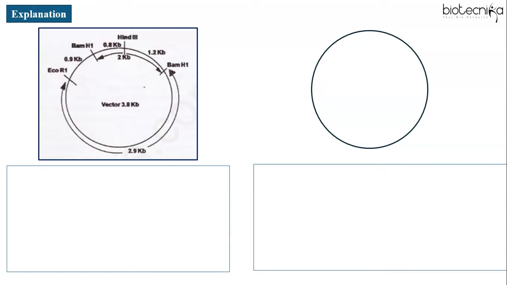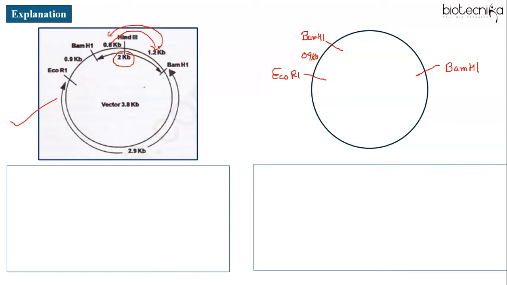So this is the actual figure which is given in the question. Now as mentioned in the question, this insert has to be in opposite orientation. That means this 1.2 should be here and 0.8 should be here. So we'll redraw it. We'll label everything as it is given in the question. So EcoR1 site, and then 0.9 kb already mentioned in the question. This is the BamH1 site. So the insert is introduced between the BamH1 sites. So let's say these are the two BamH1 sites.